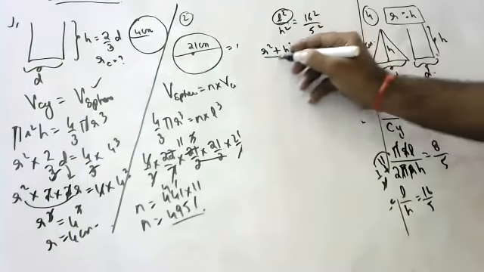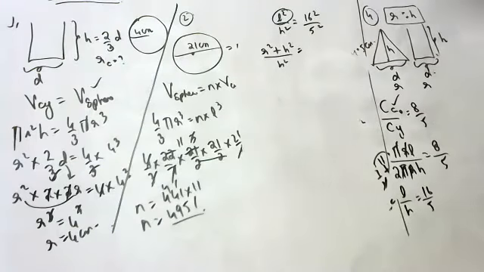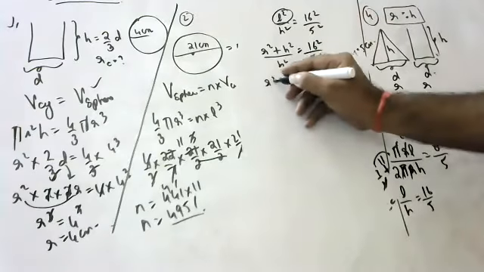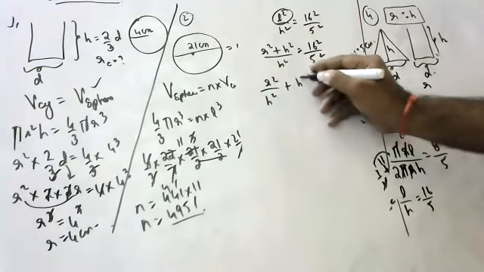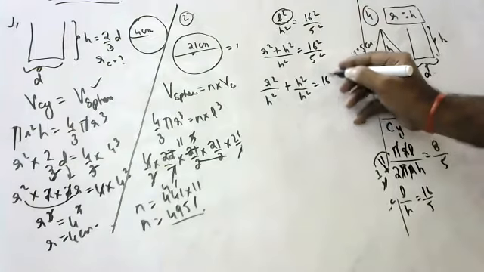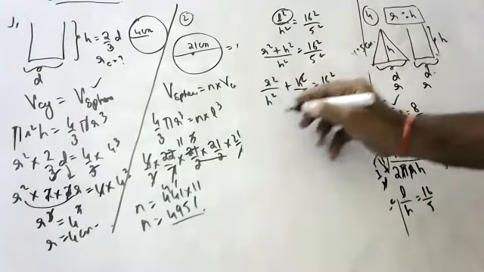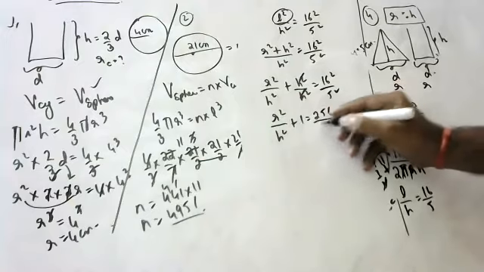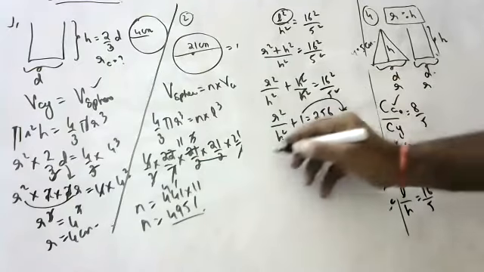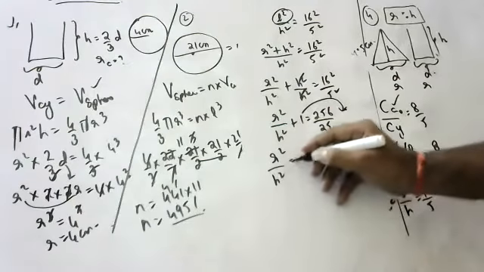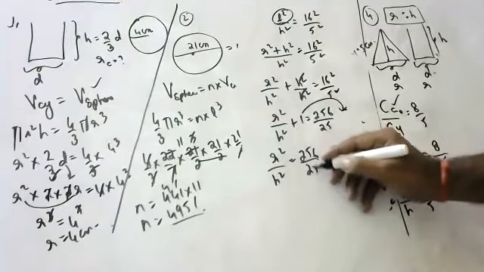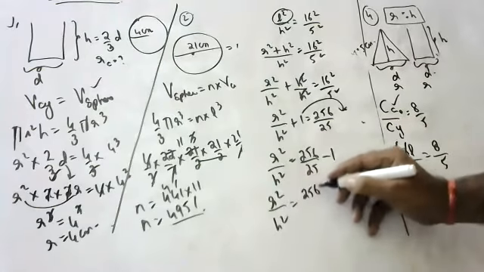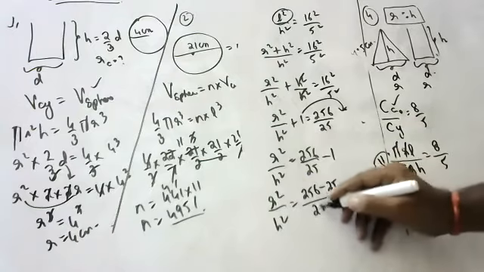L square is R square plus H square, the slant height. Splitting by H square: R square by H square plus H square by H square is equal to 16 square by 5 square, so R square by H square plus 1 is equal to 256 by 25. R square by H square is equal to 256 by 25 minus 1, which is 256 minus 25 by 25.